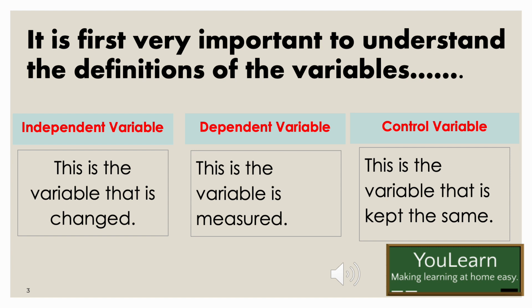The independent variable is the variable that is changed. Let's look at an example. If I was investigating how different forms of exercise affect my heart rate, then the thing that I am changing in this practical is the form of exercise I would be completing. These could be star jumps, push-ups, and a 100-meter sprint.